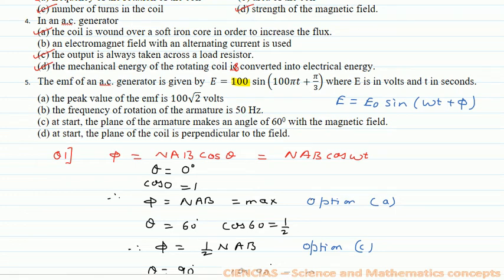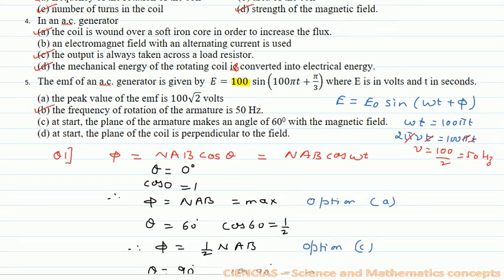The frequency of rotation of armature is 50. Now omega t is equals to 100 pi t. Omega is given as 2 pi into frequency, so 2 pi f t is equals to 100 pi t. Now we see here pi gets cancelled, t gets cancelled. So frequency is equals to 100 upon 2, that is equals to 50 hertz. That means option B is correct option.